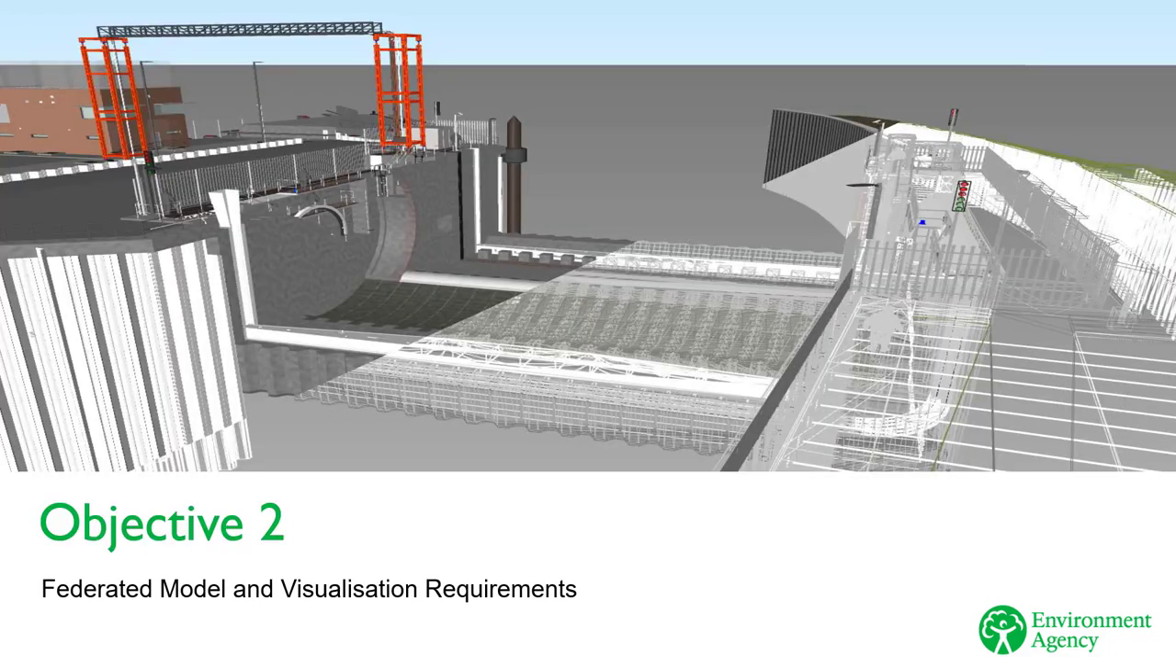In Objective 2, we will explore the purpose and need for federating models and different exchange formats. We will also look at Environment Agency work stages and how the model development correlates with those stages. Finally, we will introduce the visualization selection tool and explain why and how you would use it.